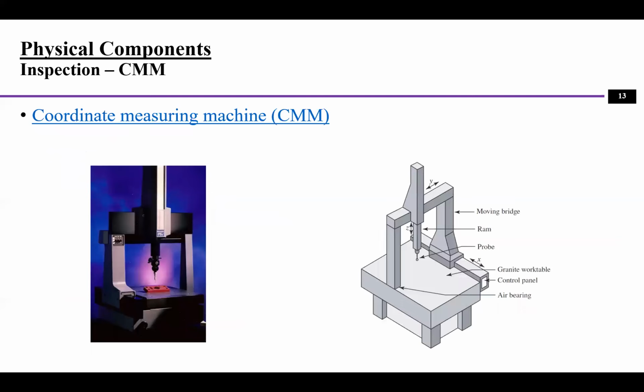CMM is a type of machine that can measure the dimensions and then calculate the differences between the tolerances or defined dimensions of the model and the dimensions of the product you made. If the difference is out of the tolerances, then you see there's a problem with the part. But if it's all within the tolerances, then you are good. So this is how the CMM works.